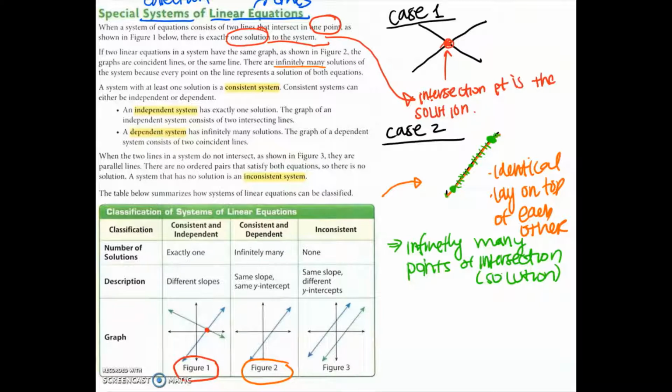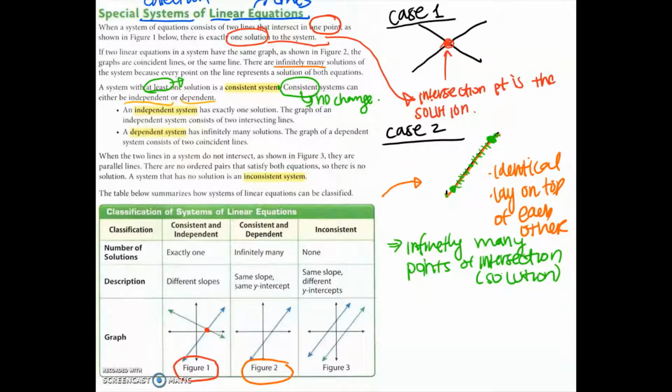A system with at least one solution, and at least one means there could be more than one, is a consistent system. So which one had one solution? That one was our case 1. And case 2 had more than one solution. So case 1 and case 2 will both be consistent systems. And thinking about the word consistent, that means no change. A consistent system can either be independent or dependent.